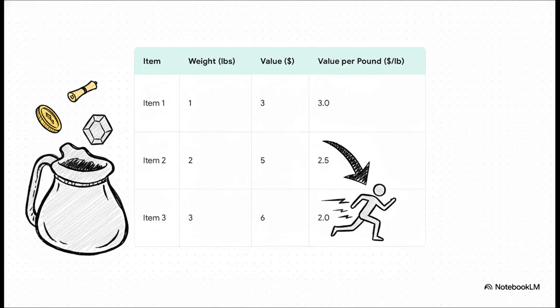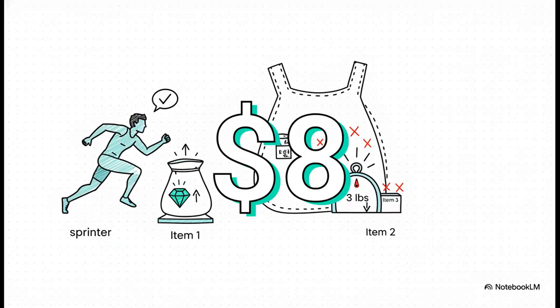The greedy sprinter is going to take one look at that value per pound column and, you guessed it, make its move immediately. So boom, the sprinter grabs item 1, it's got the highest value per pound. Then it grabs item 2. Now that fills up 3 pounds of its 5-pound capacity, and there's no way it can fit item 3. The total haul, $8. Not bad for a snap decision.